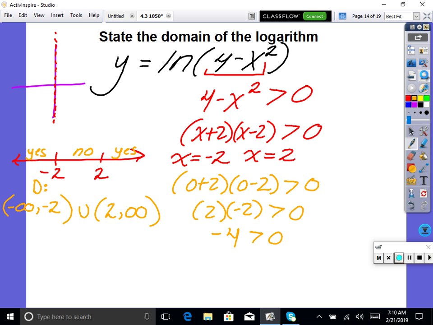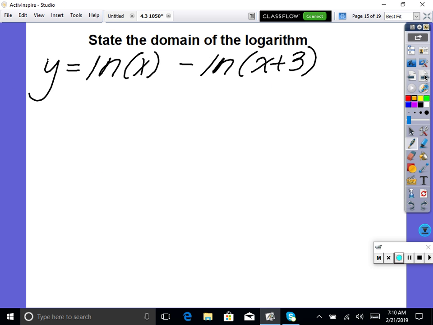Now what if it is not just 1, like this one? y is equal to ln of x minus ln of x plus 3. Yes, do it for both, and then you got to merge it together. So isn't it true that right here my domain is 0 to infinity, isn't it, guys?